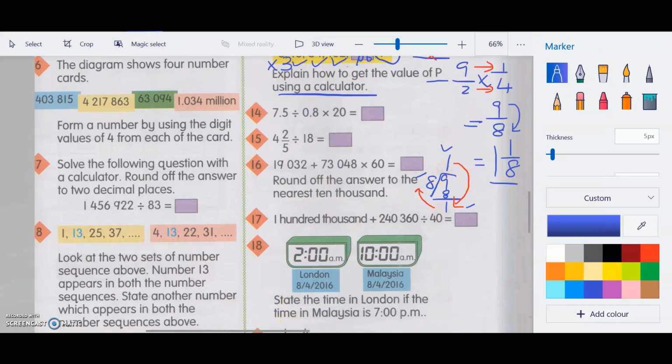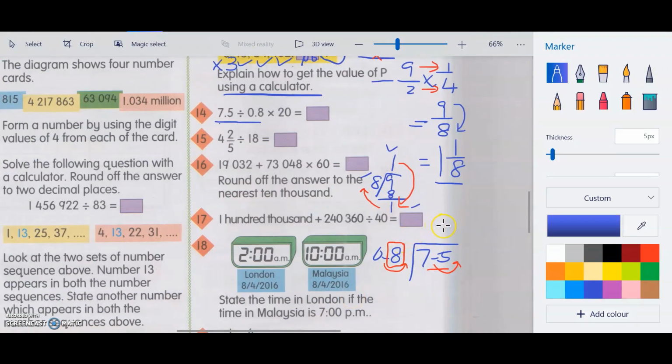Number 14. 7.5 divided by 0.8 times 20. So we can divide first. 7.5 divided by 0.8. Now we can move the decimal point one time to the right before we divide. So move one time, this one becomes 8. Move one time, this one becomes 75. So 75 divided by 8. 9 times 8 is 72. Balance is 3. We add 0.